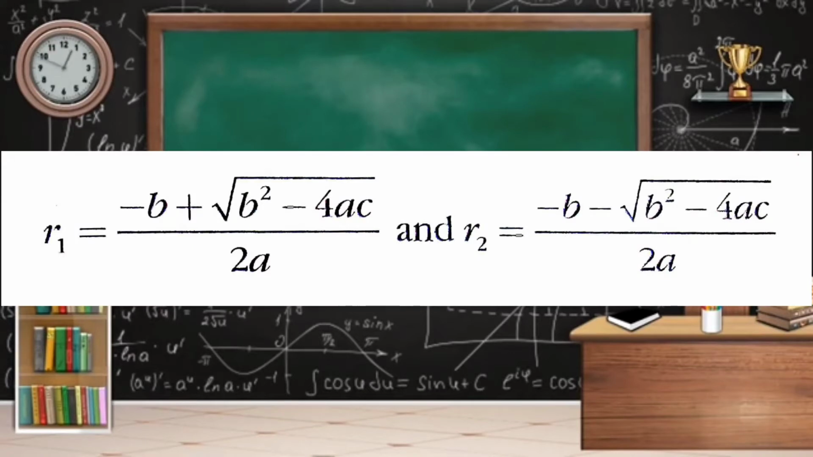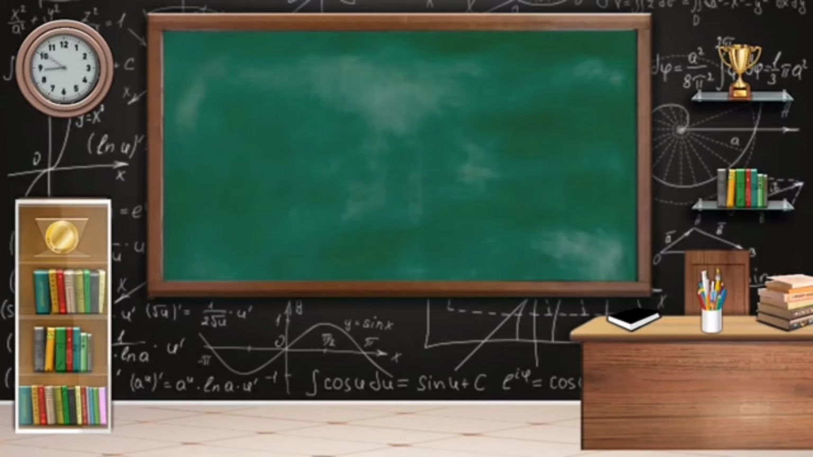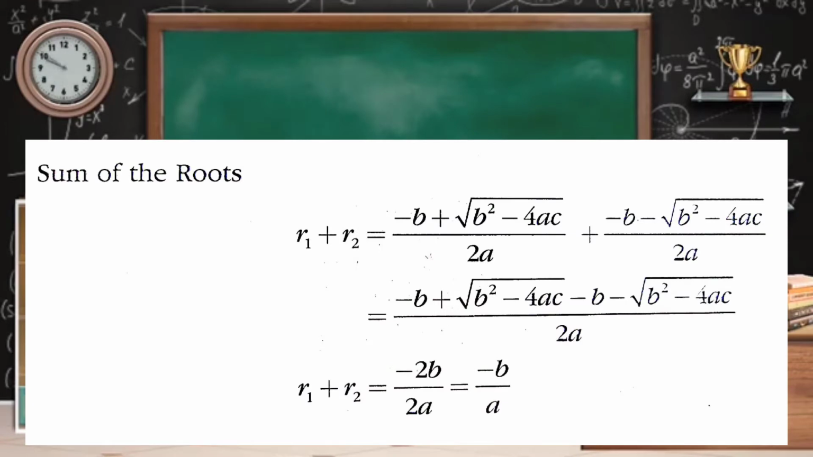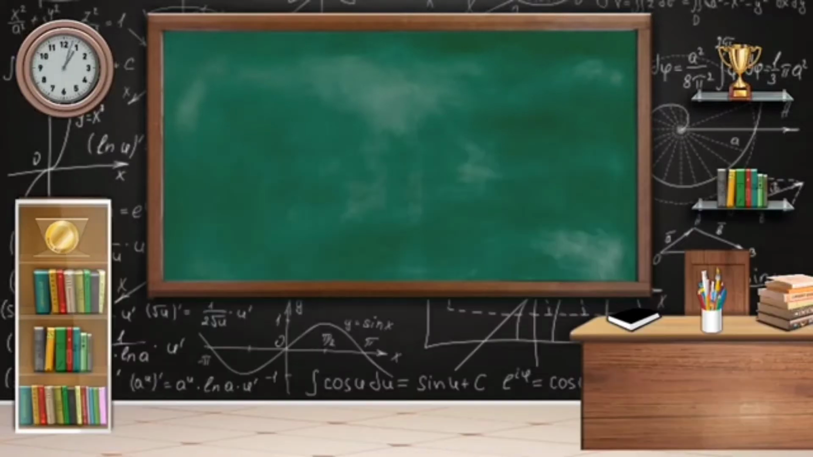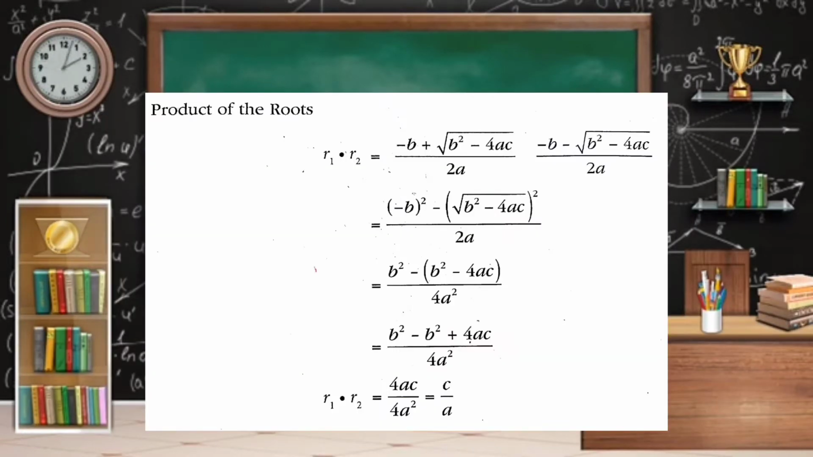By using the quadratic formula, the roots of a quadratic equation are r sub 1 equals negative b plus the square root of b squared minus 4ac over 2a, and r sub 2 equals negative b minus the square root of b squared minus 4ac over 2a. Now let's have the derivation of the formula of the sum of the roots. Now, let's have the derivation of the formula for the product of the roots.